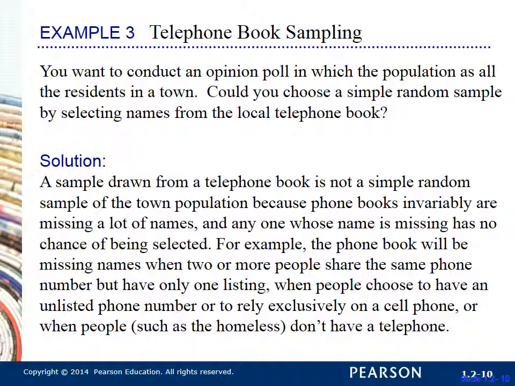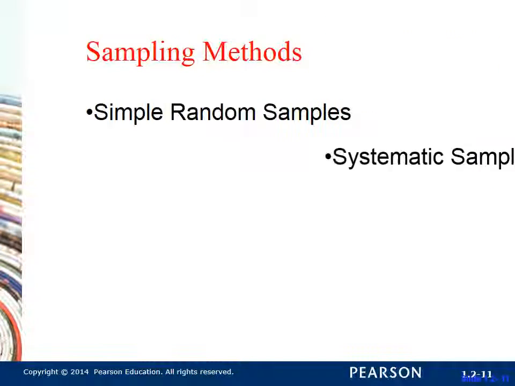For example, the phone book will be missing names when 2 or more people share the same phone but only have one listing, or it's unlisted. And here's the one that I think is the most important. Most of my family, my children anyway, have exclusively just a cell phone, so they're not even in the phone book. So if there's not a chance for being chosen, then it's not a good simple random sample. So a phone book just really doesn't work well anymore. It used to be one of the major ways we drew simple random samples.